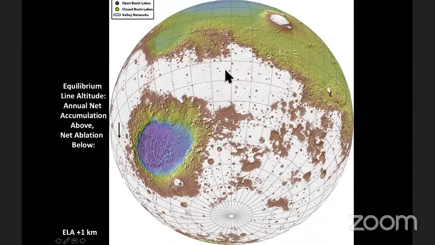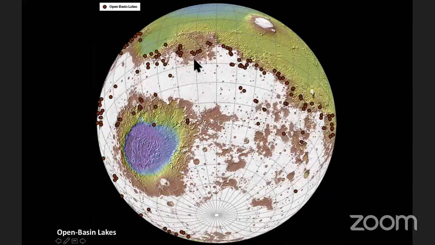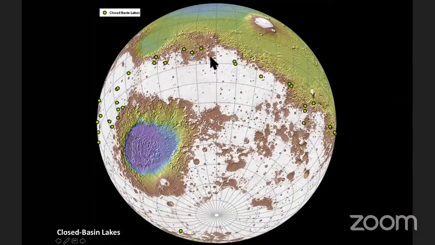Well, first we have the area itself, and then we have the distribution of valley networks. All these blue things here are valley networks that are plotted on top of the equilibrium line altitude at plus 1 kilometers. If we take a look here, it's a pretty good correlation. They all occur either at the margins or within and around the margins here in the Hellas Basin. If we take a look at open basin lakes, which are lakes where water flows in and flows out again, they tend to be concentrated around the margins and also within and at the edges of the Icy Highland model. And if we look at closed basin lakes, they obey a similar type of relationship here.